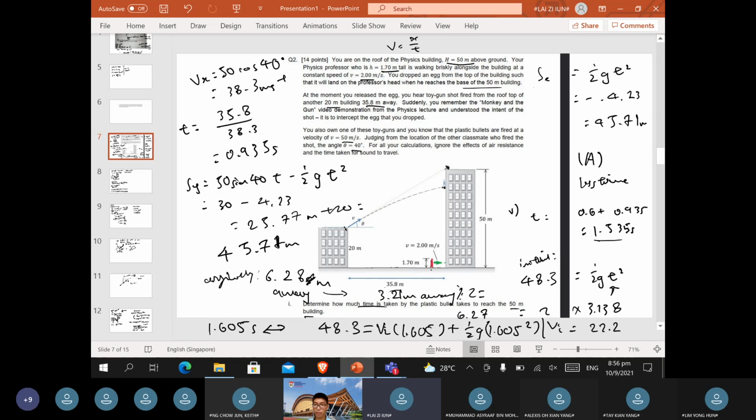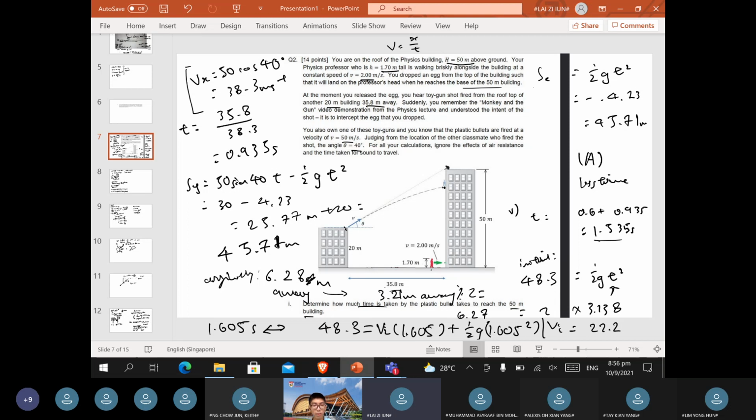This one is very easy, right? We just need to find the horizontal velocity component of the bullet, and that is just 50 multiplied by cosine 40. That's the horizontal component of the bullet, and of course the time taken is just the distance it needs to travel over the velocity. So it's the distance divided by the horizontal velocity, 38.3. This gives us 0.935 seconds. This is the time it takes for the bullet to fly from here and hit the egg over there.